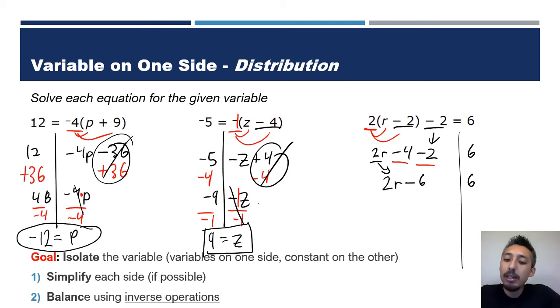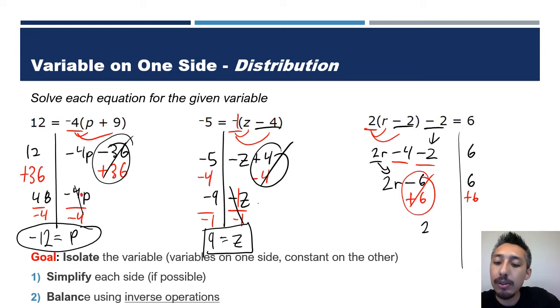We can't simplify anymore since we don't have any like terms. So now let's balance using inverse operations. Since we're trying to get r by itself, let's go ahead and get rid of that -6 by adding 6 to both sides. -6 and +6, that cancels out. So on the left side, we just have 2r. On the right side, 6 plus 6 is a +12.